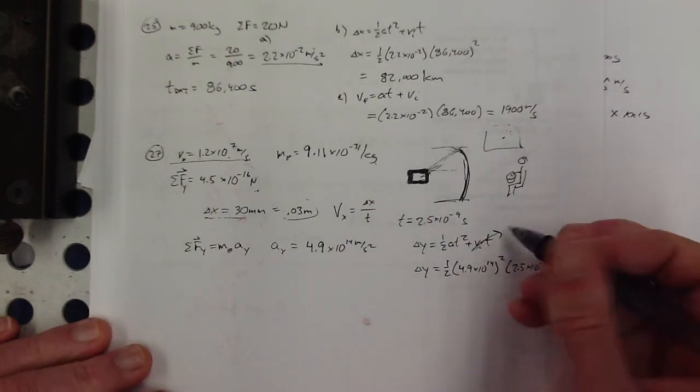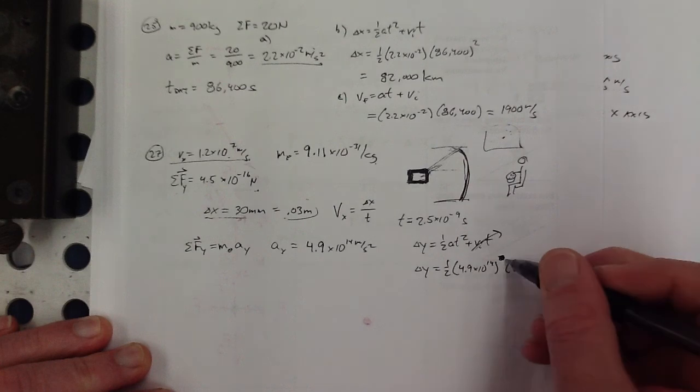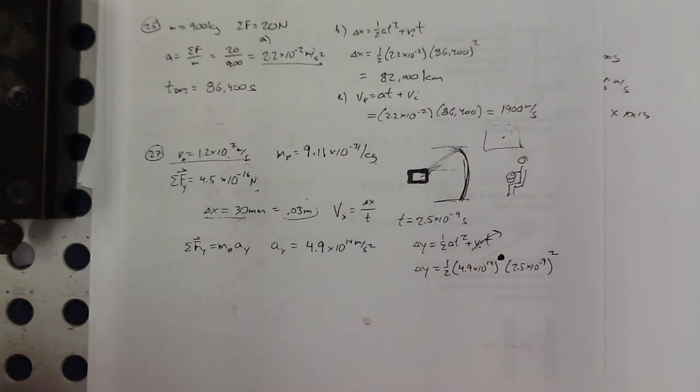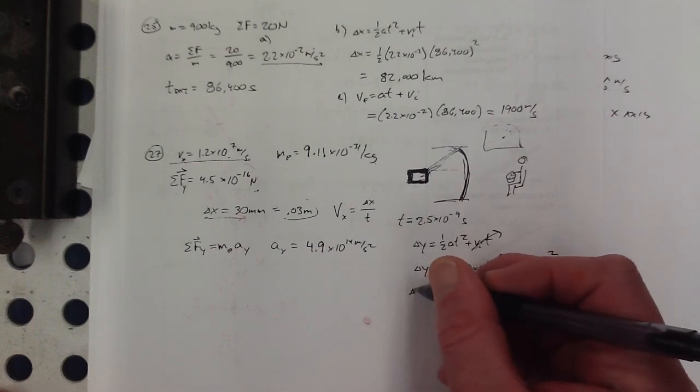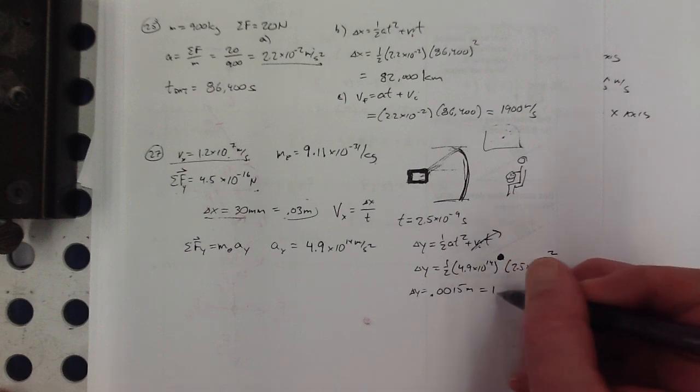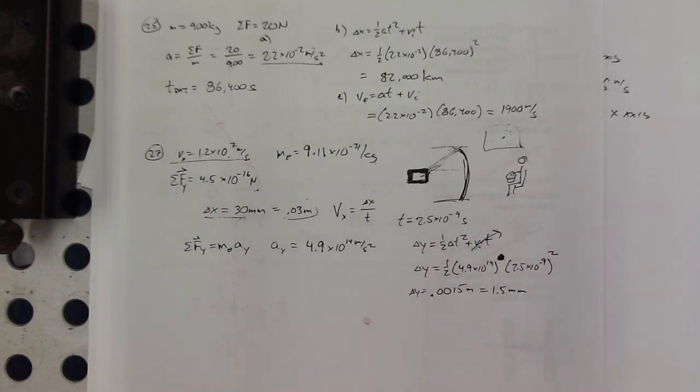Yeah, you are probably jumping up and down right now saying, hey, dummy, you just squared the wrong thing. All right, so that should be easy to fix. So I've got 1/2 times 4.9 times 10 to the 14 times 2.5 times 10 to the negative 9 squared. There we go. So 0.0015 meters, which is 1.5 millimeters. Alrighty, there you go. That was a long one. Hope that was helpful.